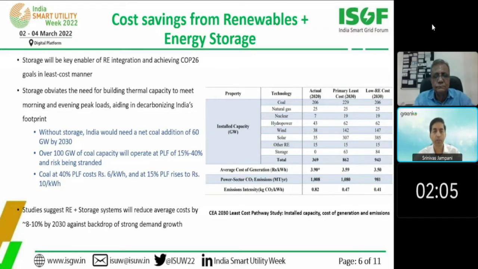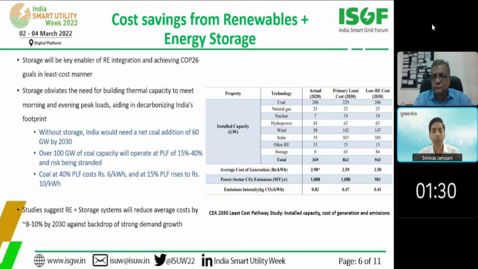I've outlined here a couple of important parameters from a recent CEA study that indicates without storage, India would need a net coal addition of 60 gigawatt by 2030. And over 100 gigawatt of coal capacity will operate at a PLF of 15% to 40% and risk being stranded. So just think about the financial costs involved there. And as the base load thermal coal PLF drops to levels as low as 15 or 20%, the cost can rise up to 10 rupees a kilowatt hour.